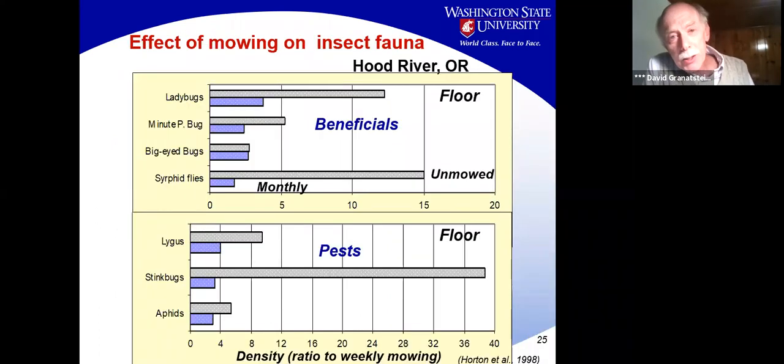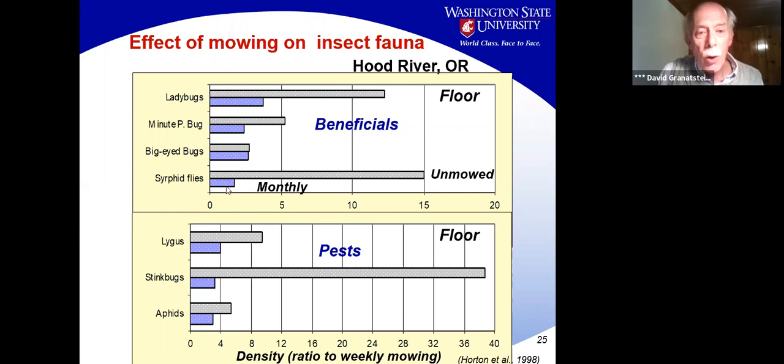Even simple practices like mowing, we haven't looked at, well, what's the effect of mowing frequency on the insects in the orchard? And if we mowed less, would it be better or worse? No one's really looked at that until this study was done here in the region. And so they monitored a whole range of beneficial insects as well as pest insects. And they compared weekly mowing to monthly mowing to unmowed. And essentially what they show here is the ratio between the weekly mowing to the monthly or the unmowed.